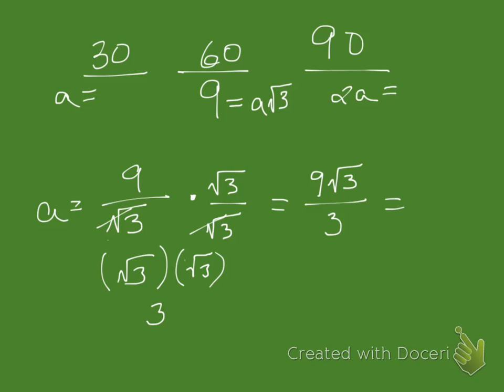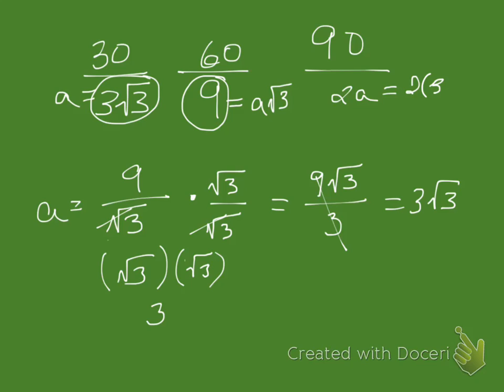Can I simplify this more? Yeah, 9 divided by 3 is 3 square roots of 3. So now we have 3 square roots of 3, 9. So 3 square roots of 3 is our A value, 9 is our B value, and then 2 times 3 square roots of 3, and 2 times 3 is 6 square roots of 3. So that will be our number.